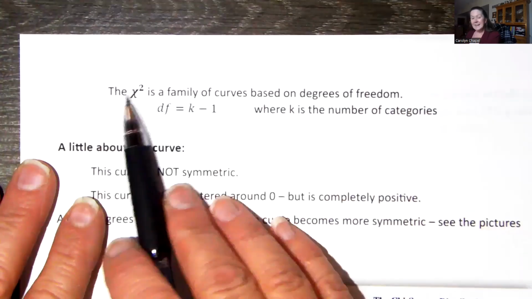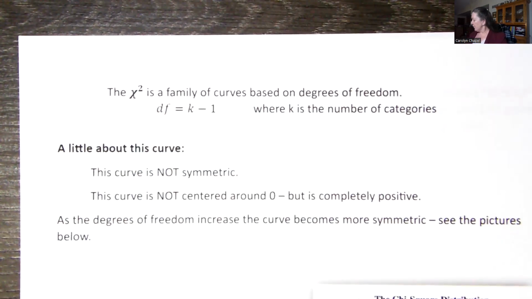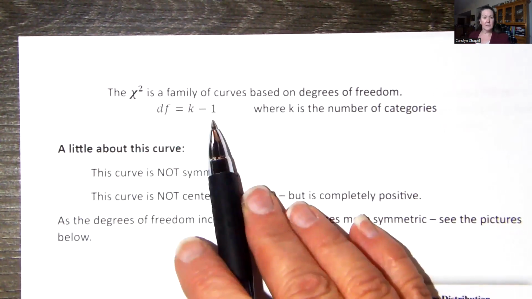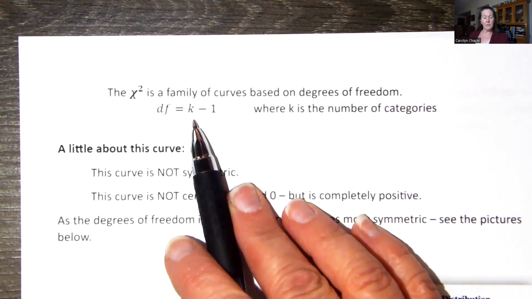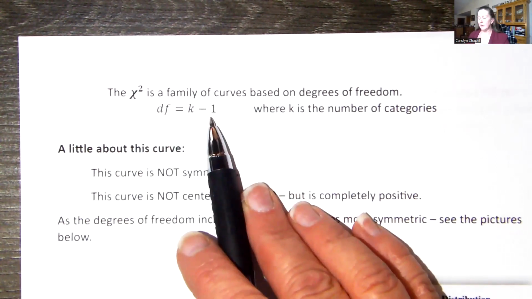So first of all, the chi-squared is not a single curve. It is a family of curves, similar to how our t-distribution was also a family of curves based on some kind of degrees of freedom. The degrees of freedom here is calculated by taking k minus 1, where k is the number of categories. When I walk through those examples in a moment, we will see the k, and we'll talk about that k minus 1, the degrees of freedom.